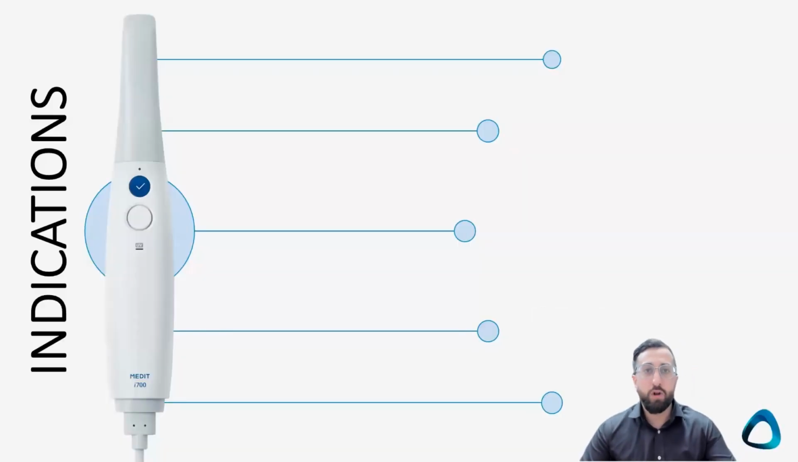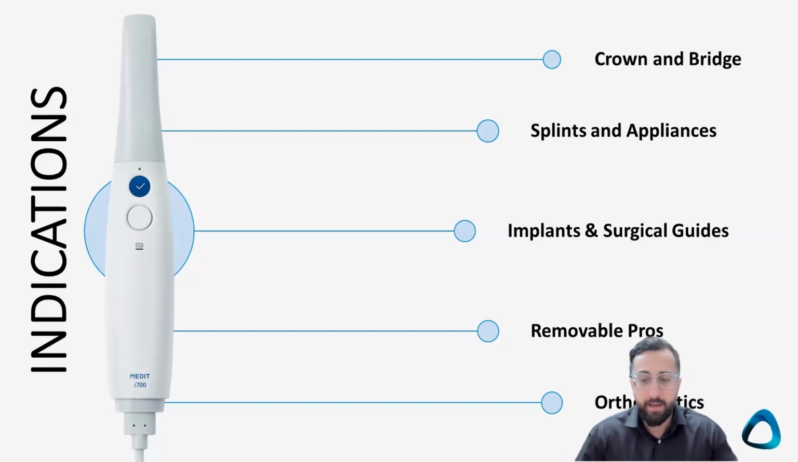And some of you may not even quite fully grasp what you can use a scanner for. Now, this is something I went into great detail in one of the previous webinars in the series, so do check it out. But in general, you can use your scanner for pretty much everything. Crown and bridge, splints, every appliance you can imagine, implants, implant guides, restoring implants, surgical guides, removable prosthodontics, orthodontics. You can use your scanner for basically every indication in dentistry.